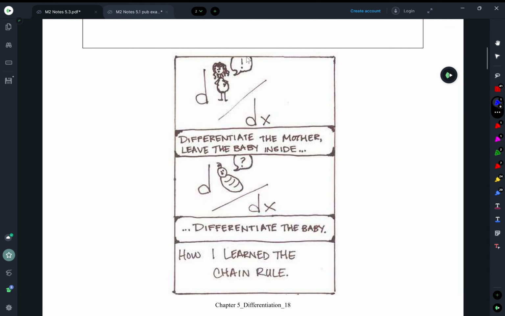Now this comic was from a very long time ago, but it kind of explains how this works, because this is this pregnant lady, and inside her body there is another function, the baby. And for the chain rule, basically you differentiate the outside and then you differentiate the inside. I hope this comic makes sense to you.